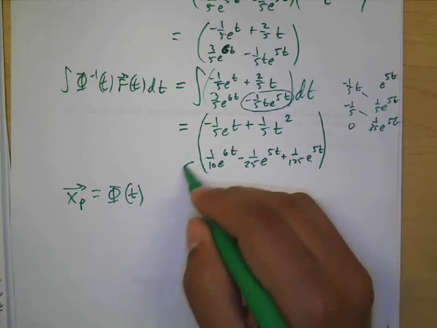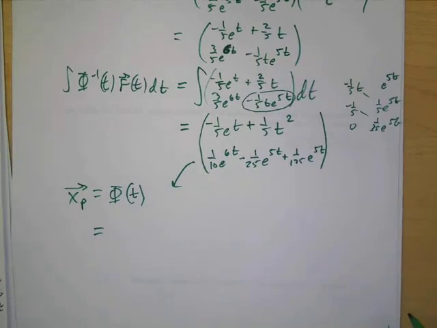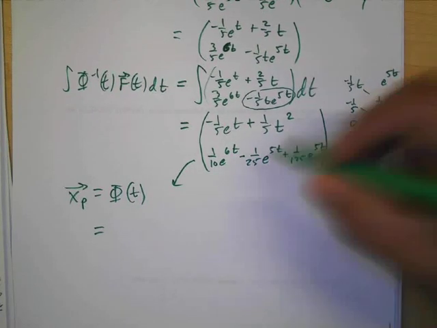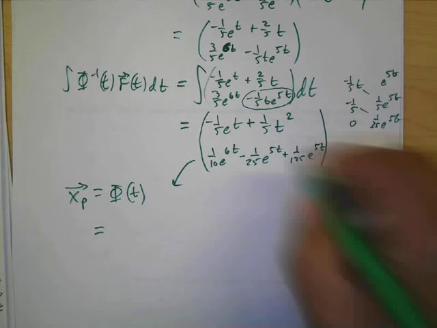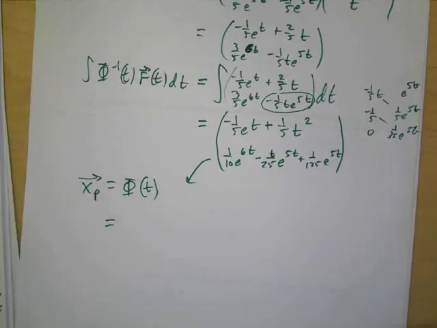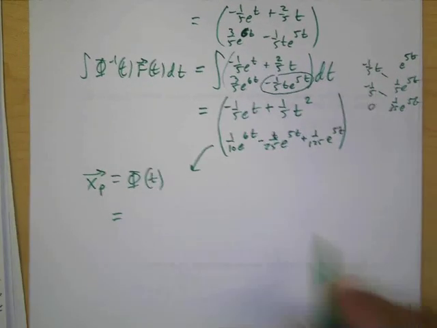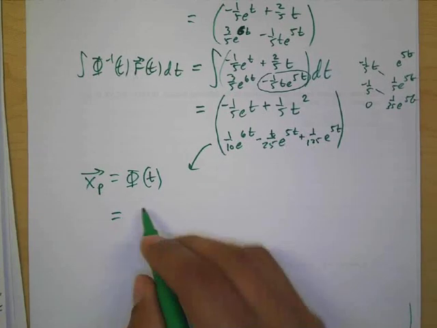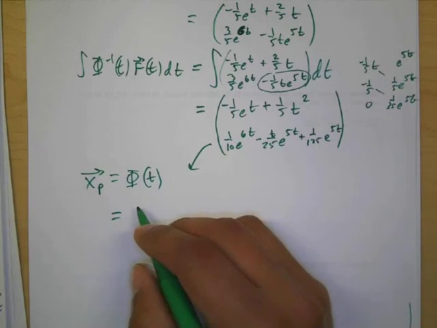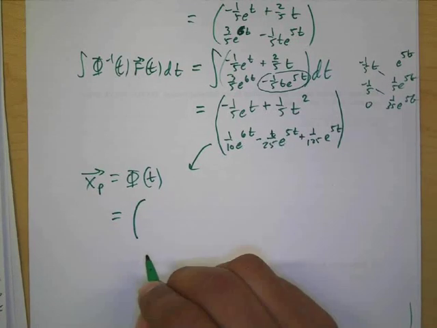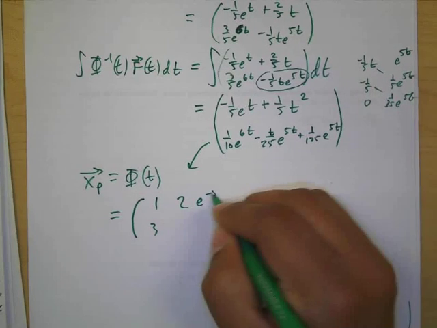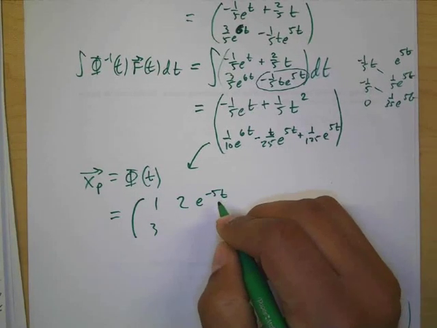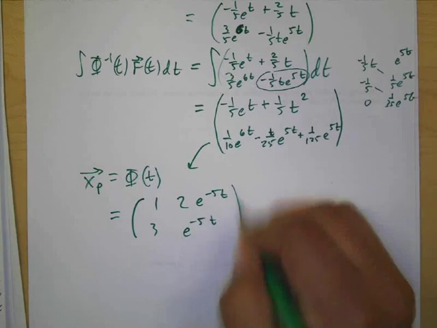Should there be a t in the middle term there, on the last row? Yes, that should be there. Oh yeah, I missed that. That should be, oh, here it is. Okay. Now we're good. So now we're going to multiply that with the fundamental matrix. So that was what again? 1, 3, 2 e to the negative 5t, e to the negative 5t, multiplied with this.